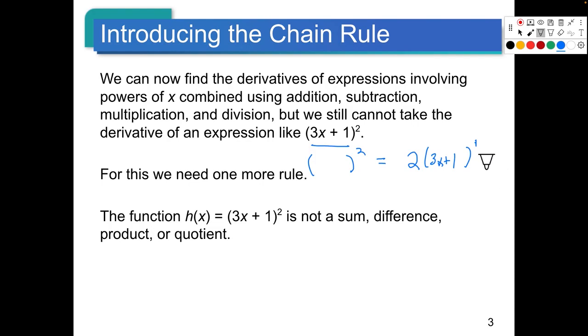But like I was saying, now we actually should take the derivative of that inside stuff, right? So what would the derivative of 3x plus 1 be? Well, the derivative of 3x is 3. The derivative of 1 is 0. You just did the chain rule.